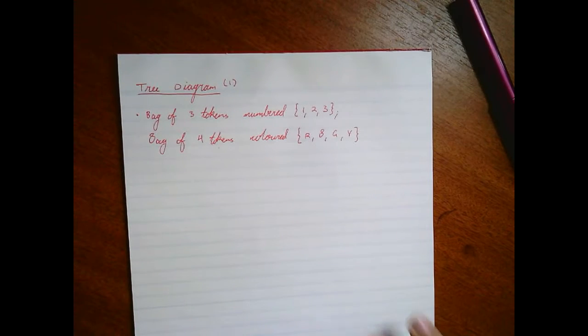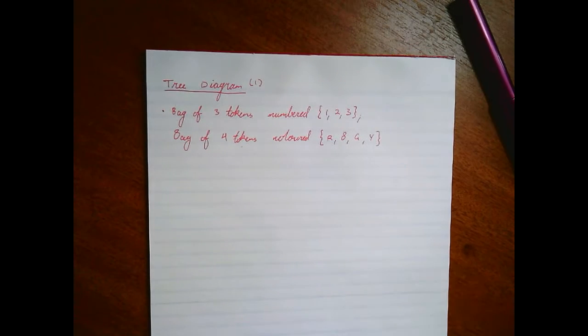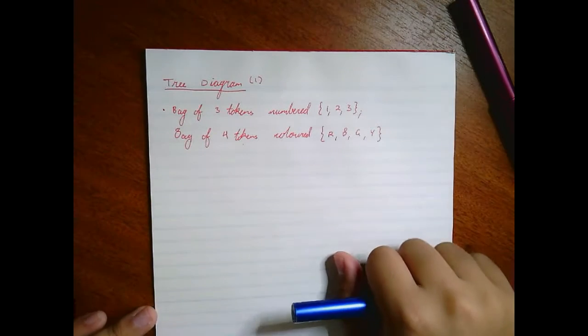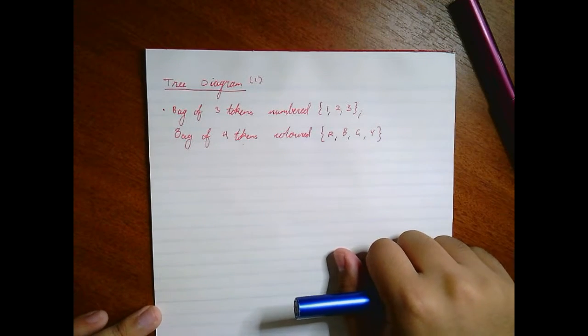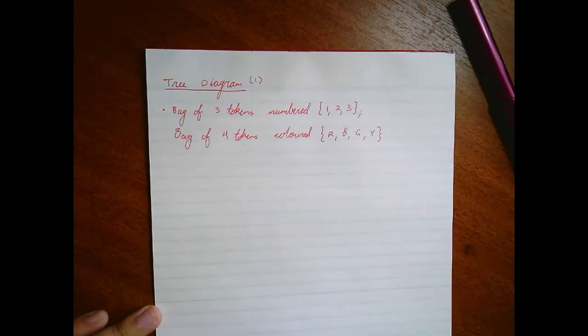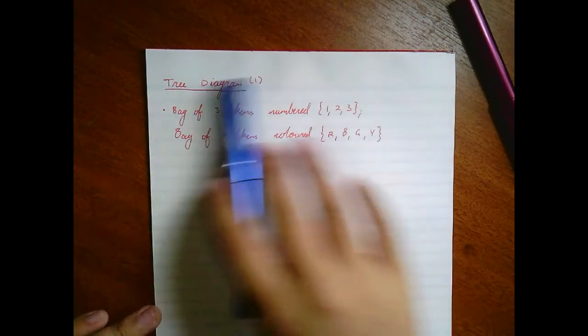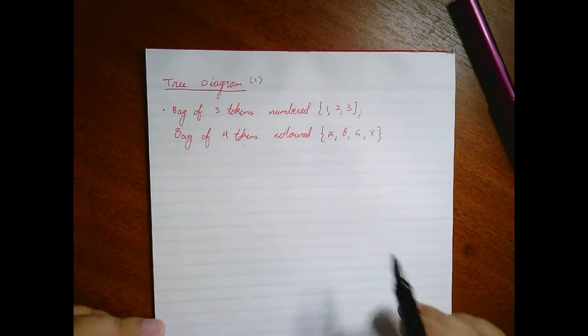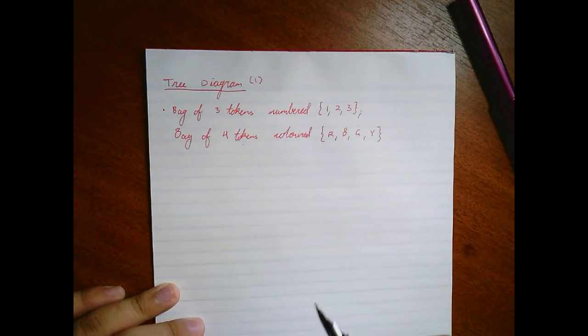Hello class, this is a tutorial on understanding tree diagrams. This is the same experiment as the previous one I showed for the two-way tables. However, this is just a different way to represent all the possible outcomes using a tree diagram.